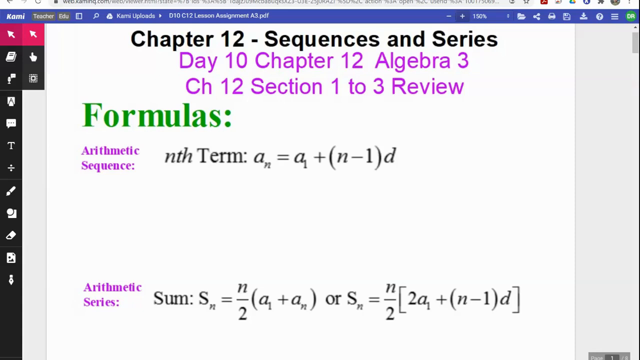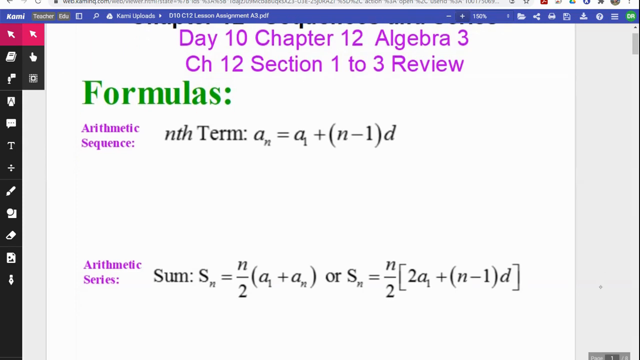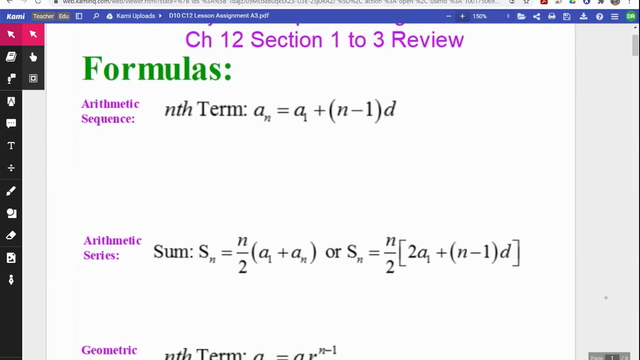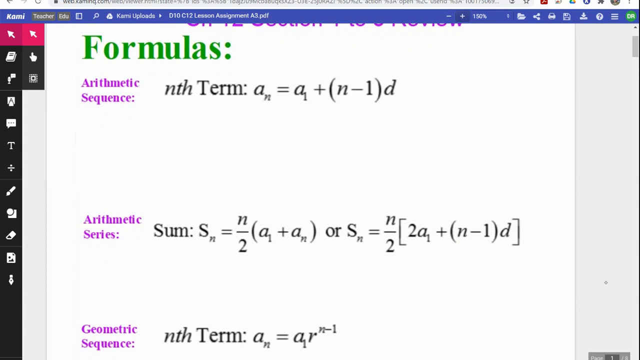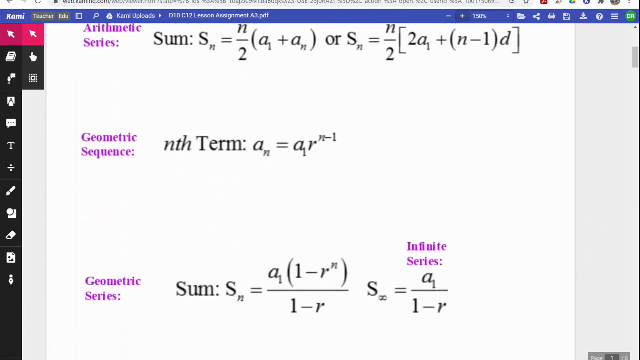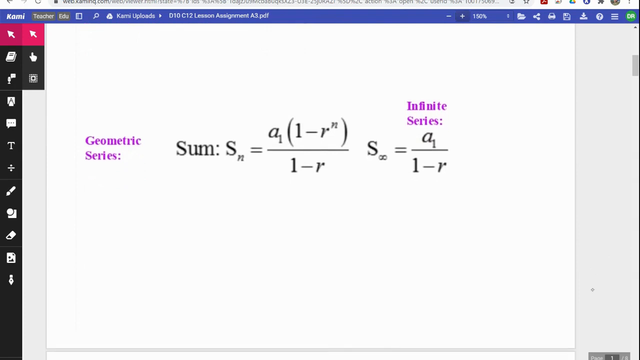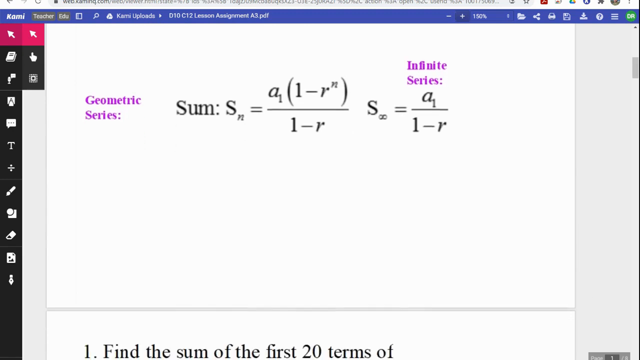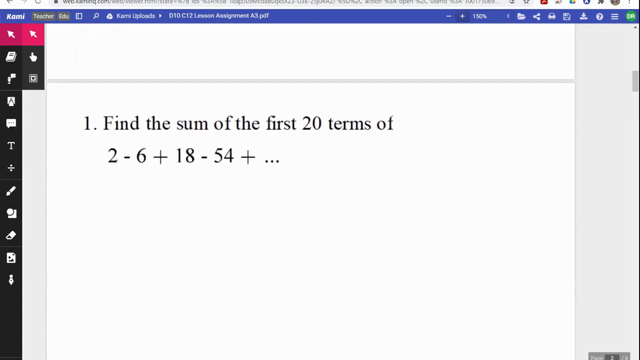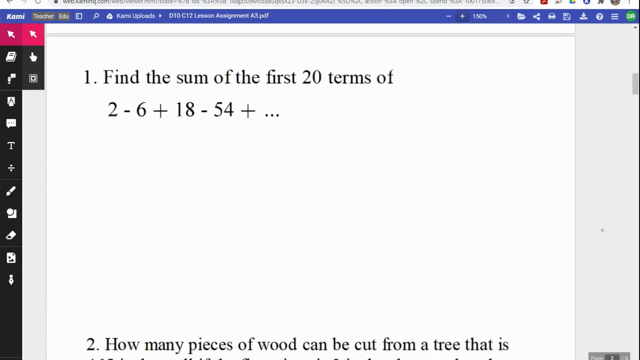Hello, this is day 10 of chapter 12, and this is kind of a review of most of the things that we've covered. So we have some formulas about the sequences. There's an arithmetic sequence formula, an arithmetic series, geometric sequence, geometric series, and an infinite series formula. The infinite series presupposes that it is a geometric with an R value between 0 and 1. So find the sum of the first 20 terms of this situation.